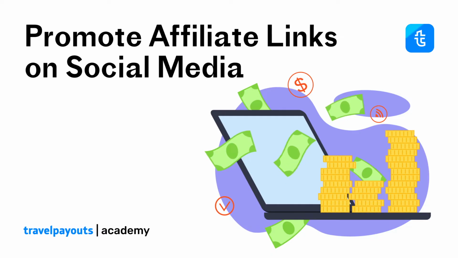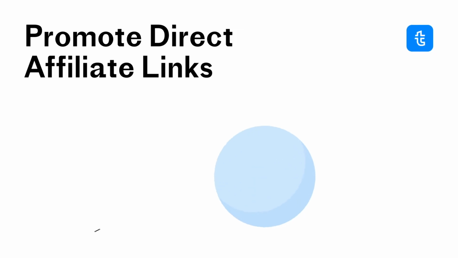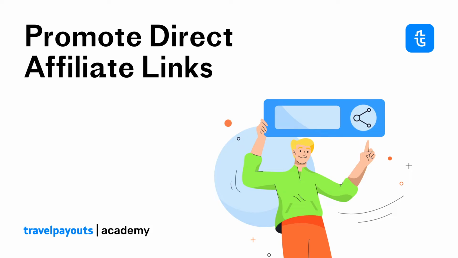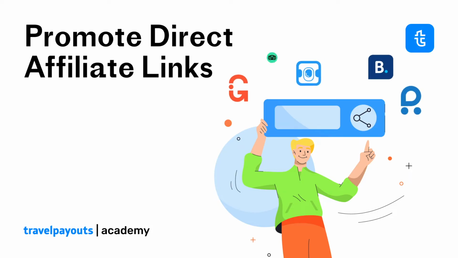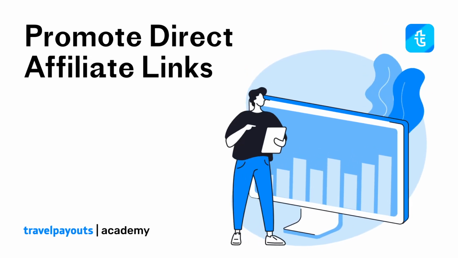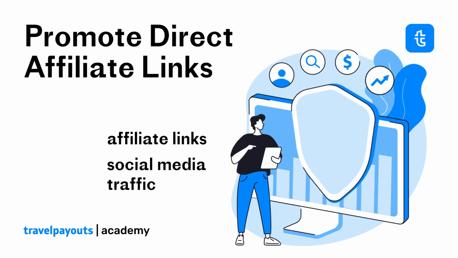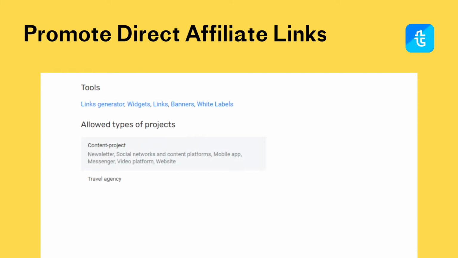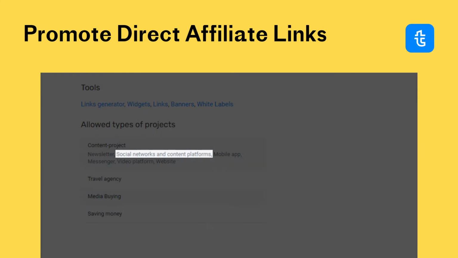Let's get started. Once you've chosen a social media platform that is popular with your audience, there are two main ways to promote affiliate links. First, you can share links that will lead users directly to the offer you're promoting or the brand's website. However, some social media platforms forbid direct affiliate links, and not all affiliate programs allow social media traffic. So, before you dive in, study the social media network's advertising policies and check the program's rules on Travelpayouts to see if it allows traffic from social media.